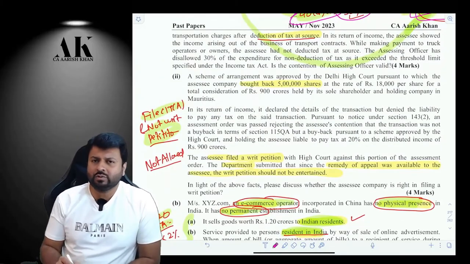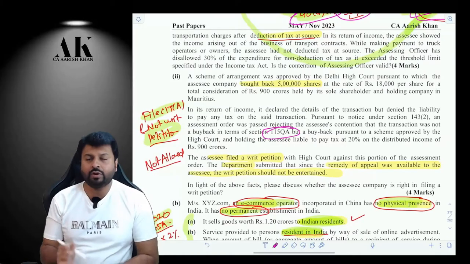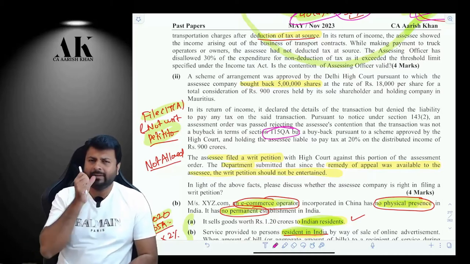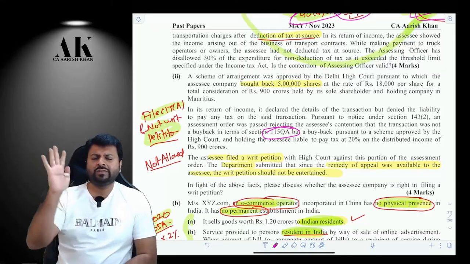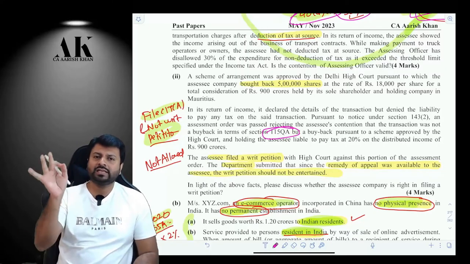The next one is very simple. There is an SSE who has bought back some shares from the shareholder. Now, we all know that when you buy back the shares from the shareholders, you are liable to pay tax under section 115QA. Now, the SSE paid the tax and then the assessing officer passed some order. Now, the SSE did not like that order.